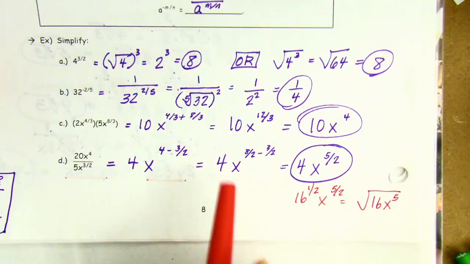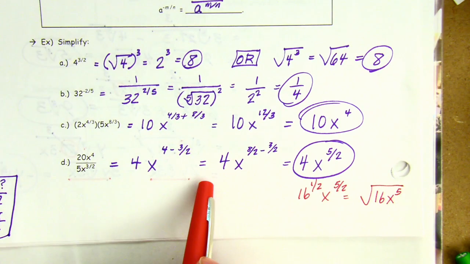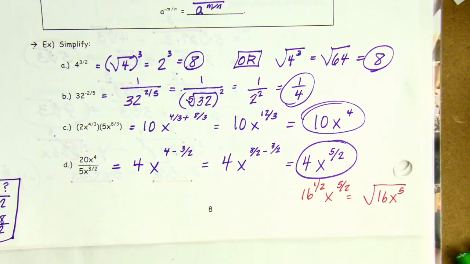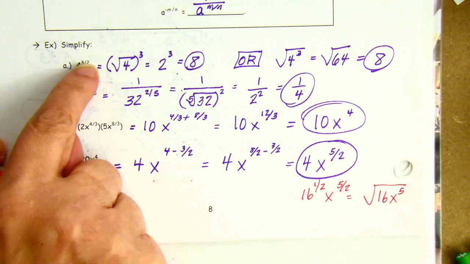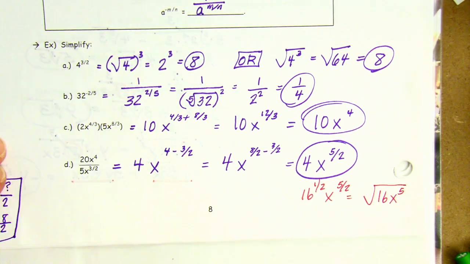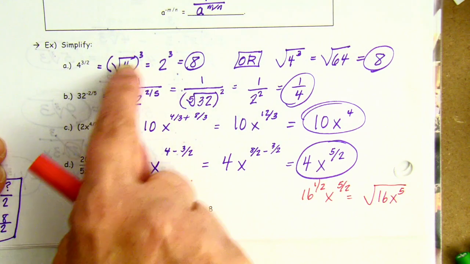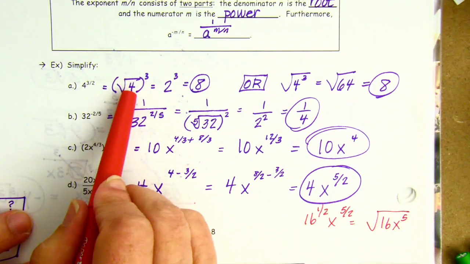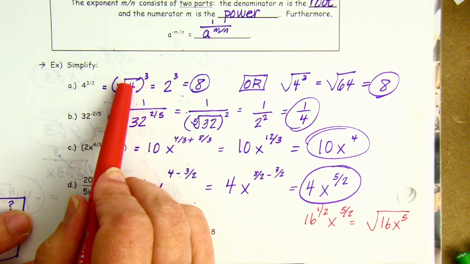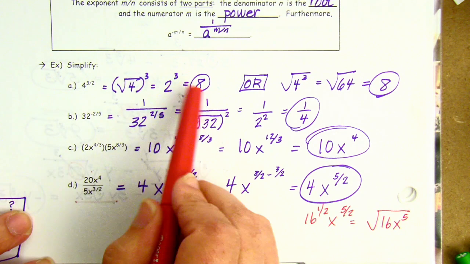All right, so what are we going to do with that? We're going to simplify some things like this. So I've got 4 raised to the 3 over 2 power. Remember, it's power over root. So this is the square root of 4 cubed. I put cubing on the outside. Why? Because I knew 4 was a perfect square. So I'm like, oh, the square root of 4 is 2. There's the cubing. 2 cubed is 8.